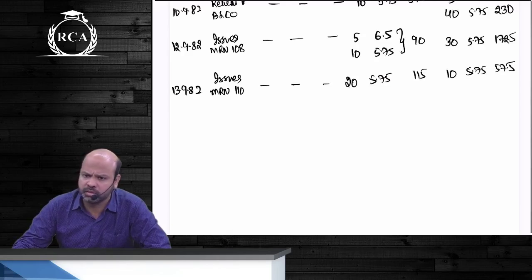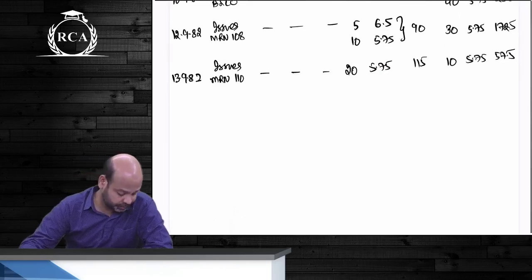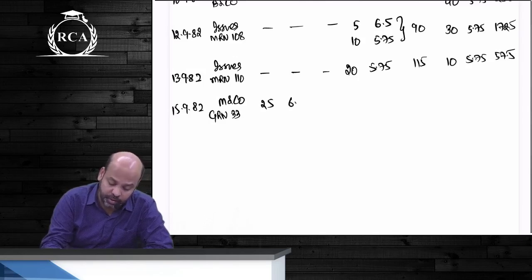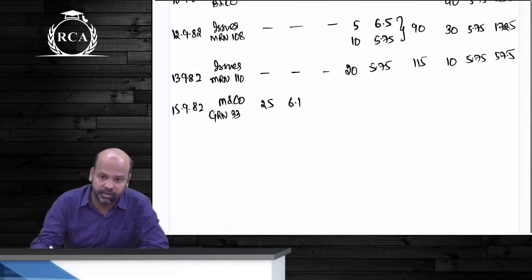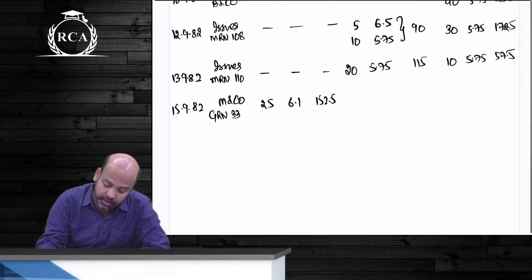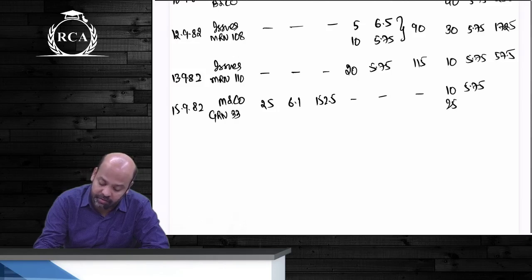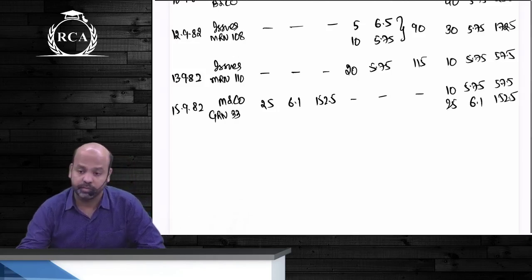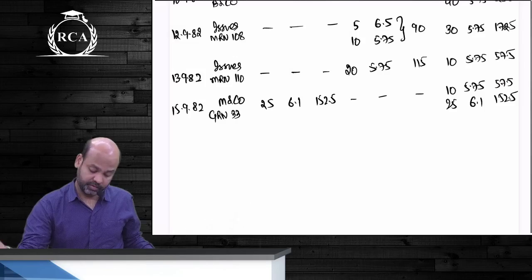After this, beta, 15 September, receipts from MN Co. GRN number 33. 25 units at 6.1, 25 into 6.1, beta, 152.5. So you will have 10 units at 5.75, you will have 25 units at 6.1. This will be 57.5, this will be 152.5. This is 15 September, beta.